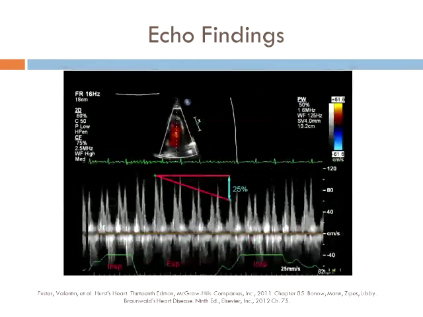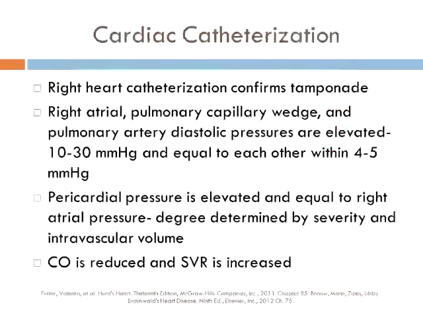Right heart cath will confirm tamponade. When we go in and measure, the right atrial, pulmonary wedge, and pulmonary arterial pressures will all be elevated, 10 to 30 millimeters of mercury, and they will be equal to each other. Pericardial pressure will be elevated, equal to the right atrial pressure. Cardiac output will be reduced, and our SVR will be increased.